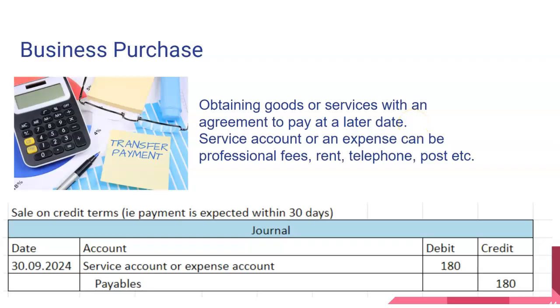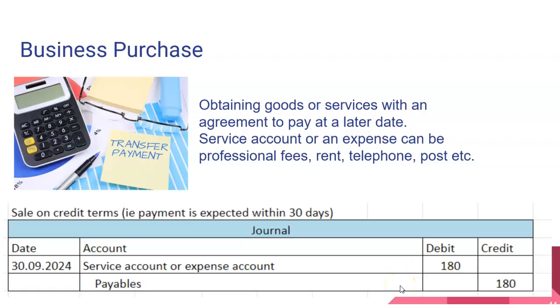We have rent, telephone, post, professional fees. Whatever account you will use, the journal will look something like this. So we would have debit and credit again. We have a service account, let's say it would be the rent account. So we put the rent account here, and debit the expense account, and credit payables.